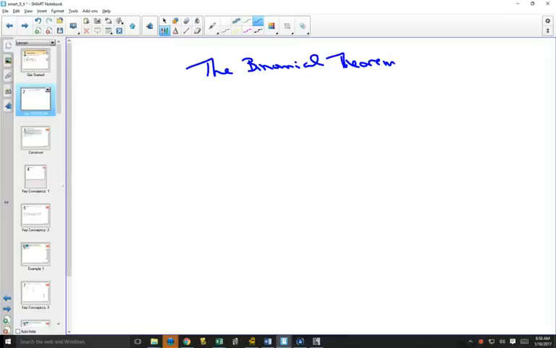So the binomial theorem is looking at what happens if we raise binomials to different powers. Well, we've done some of these already. The easiest one is to the power of 1. A plus b to the power of 1, if you had to simplify it, would be equal to a plus b.